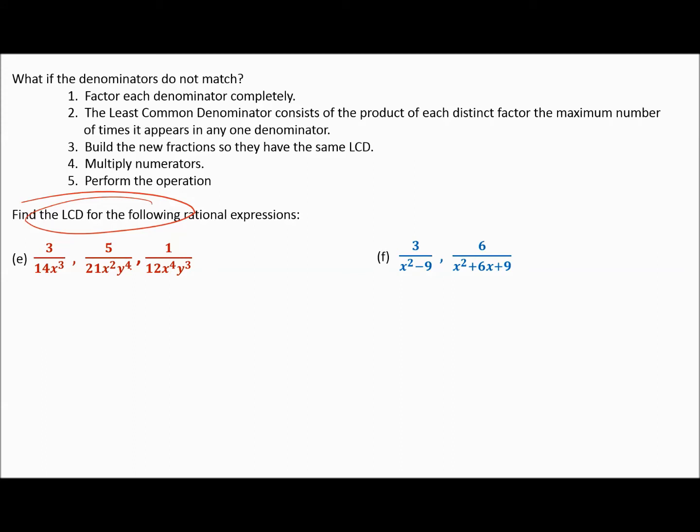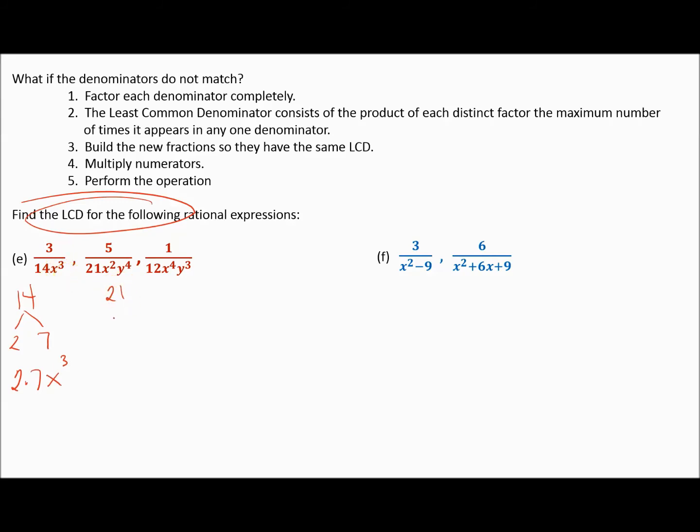Now first, let's look at just 14, 21, and 12. So I have got to find a common denominator for 14, 21, and 12. Now there's a way to handle this. I can break 14 down into 2 times 7. Those are the prime factors. So 14 breaks down into 2 times 7, and then we can pull over the x to the third that's up here.